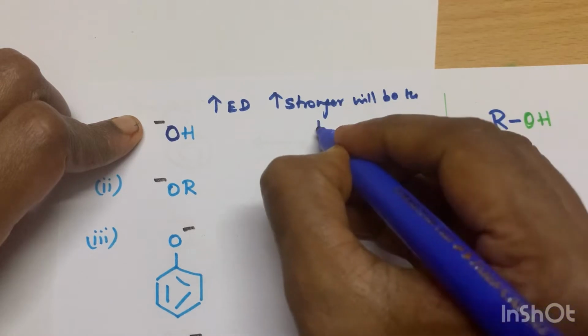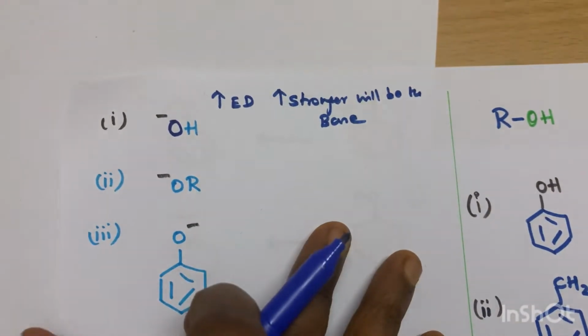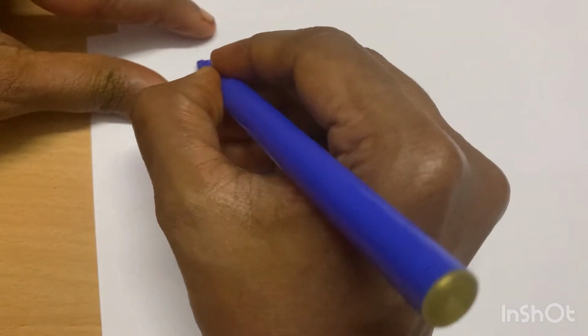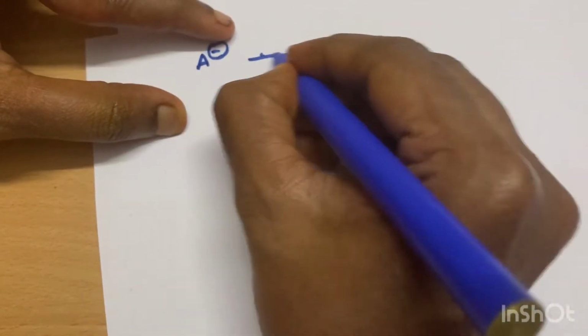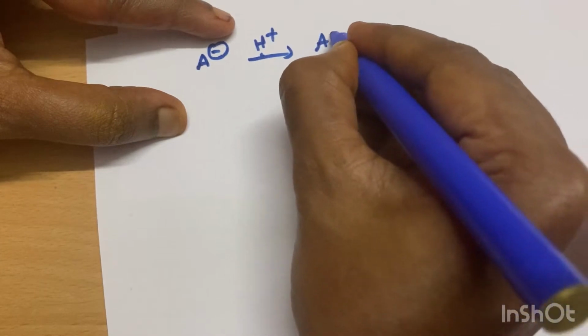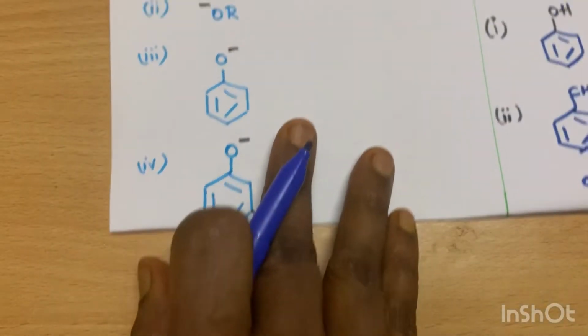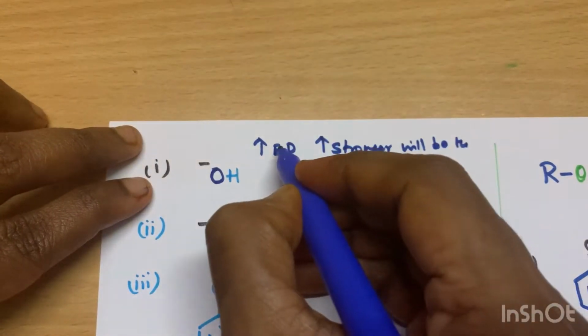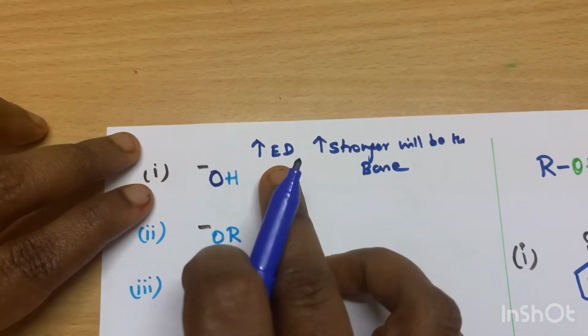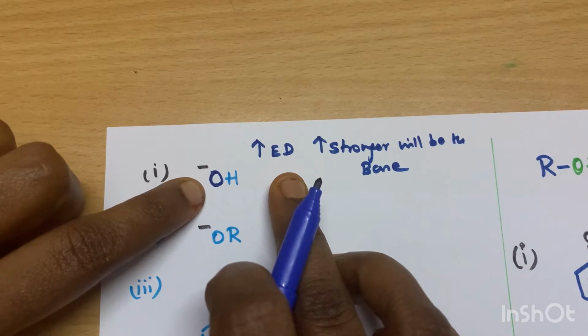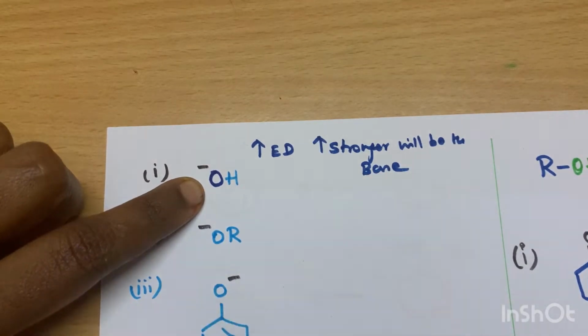So what is the action of a base? A base will abstract a proton. That is the purpose of a base. So more the electron density, so this is electron density, ED, I have written. The more the electron density on the oxygen atom, the stronger will be the base.